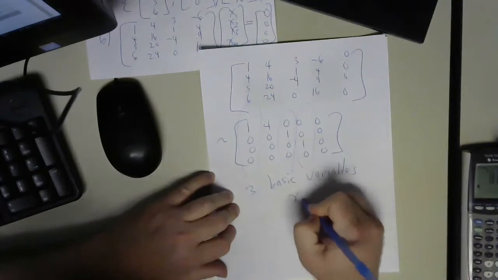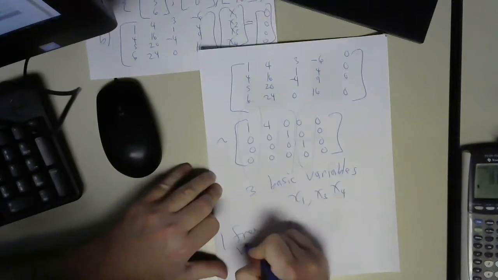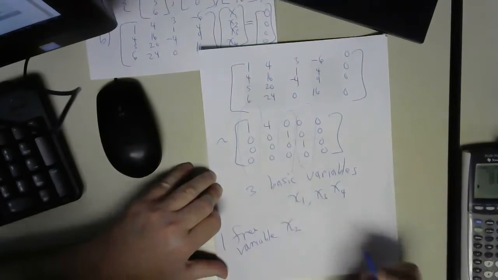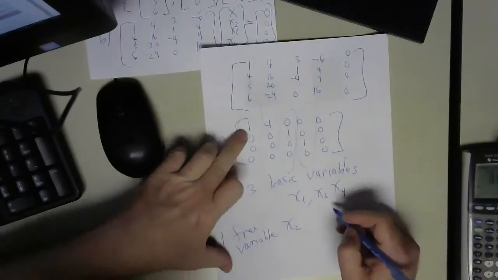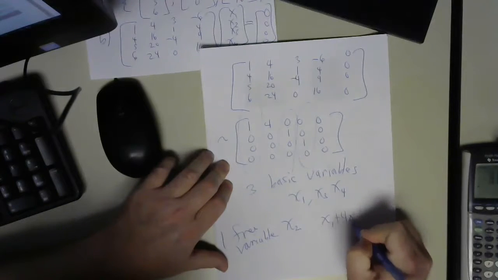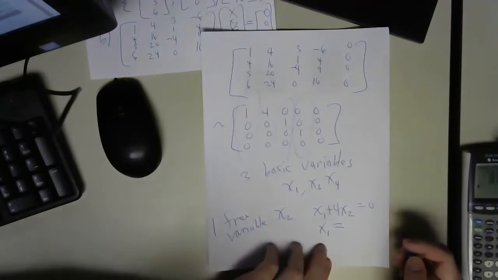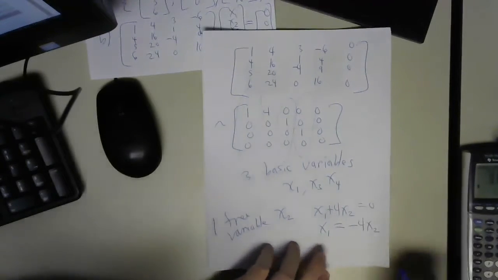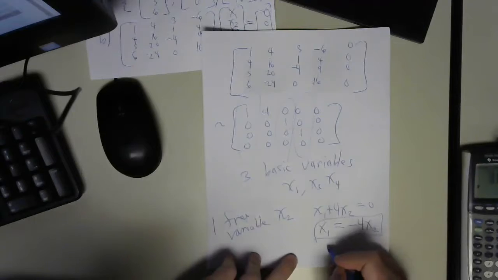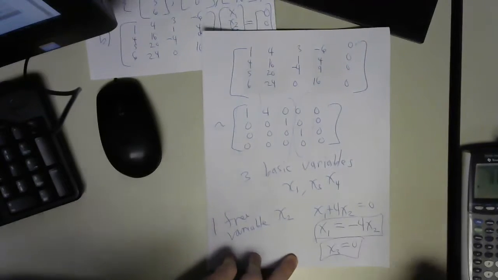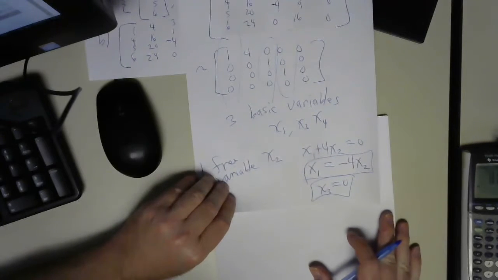And the basic variables are x1, x3, and x4. x2 is free. We have 1 free variable, which is x2. All right. But let's write this as a system of equations. This says x1 plus 4x2 equals 0. So that means, remember, when you characterize infinitely many solutions, solve for the basic variables in terms of the free variables. So that'd be negative 4x2. The second equation just says x3 equals 0. So x3 has to be 0. Let's see what else. And it looks like x4 also has to be 0.